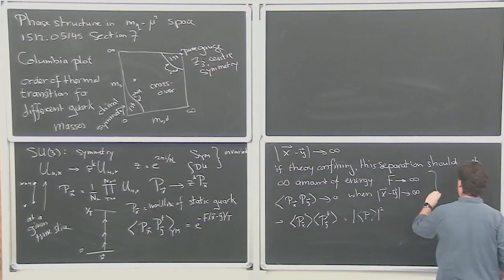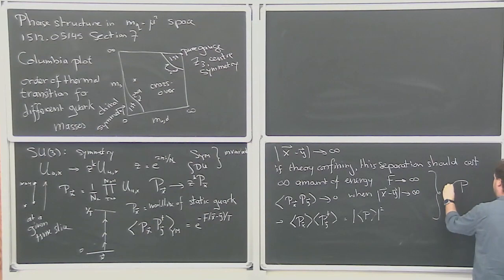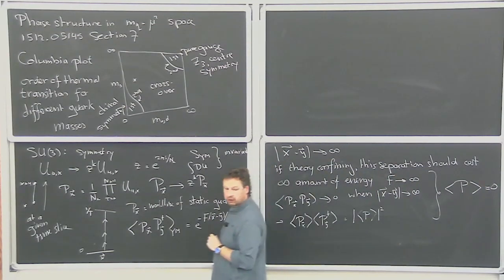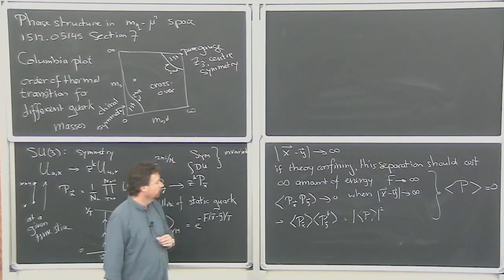And so in a confining theory, the conclusion is that the expectation value of the Polyakov loop is 0.